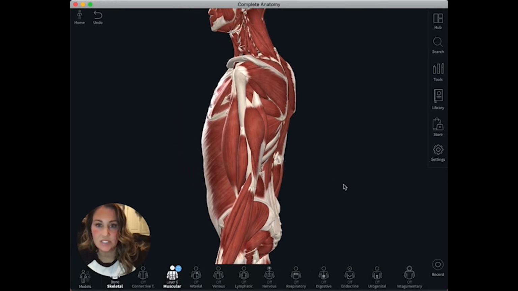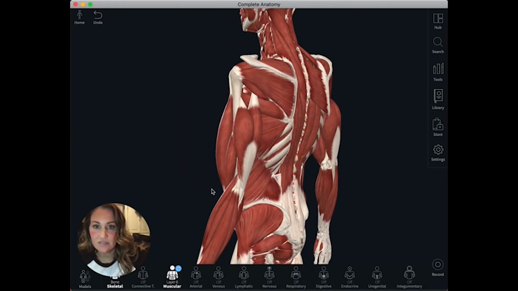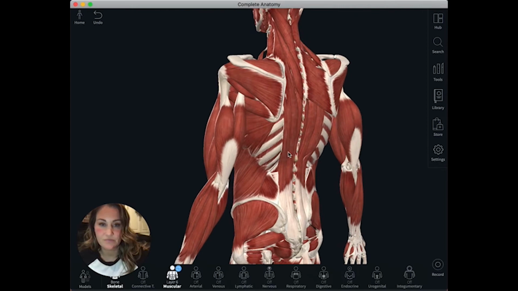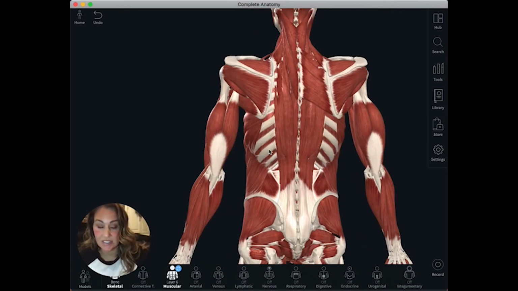But if both sides of this erector spinae group contract, it's going to cause you to stand up in an upright position. So if you were flexed forward, the erector spinae group would bring you back up into a standing position. That's if both sides contract. It will bring you up to a standing position. If one side contracts, it's going to laterally flex your torso.